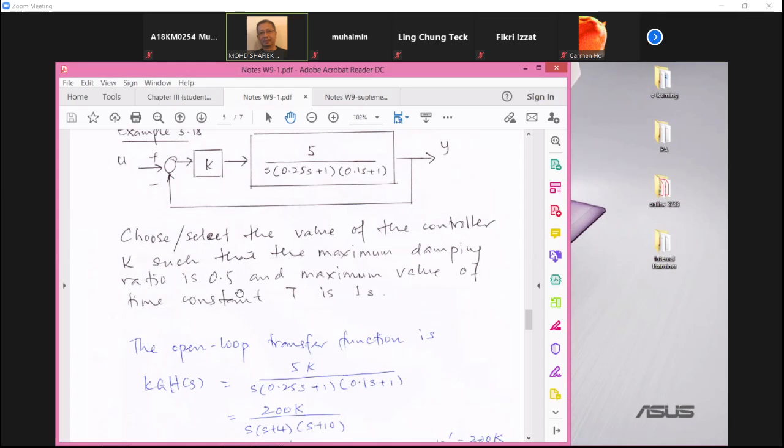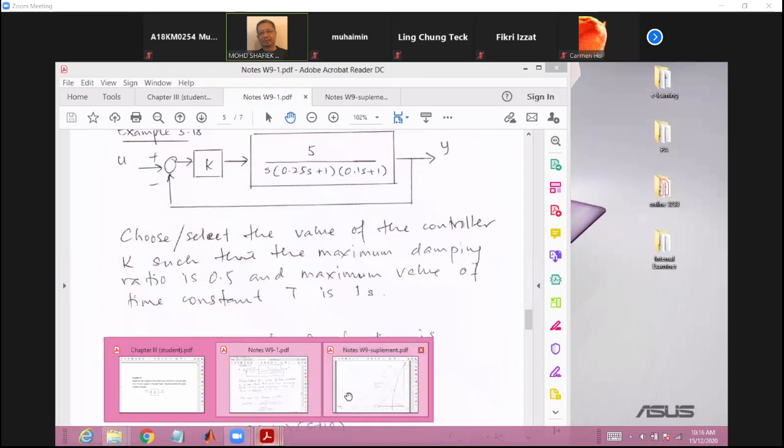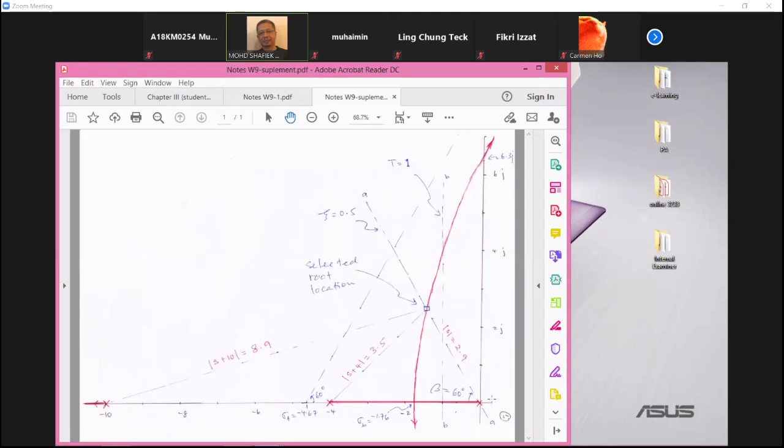Okay, let's move on. So the question wants us to select the value of k such that it meets the specification of damping ratio and time constant. We know that when k is equal to 0, your locus starts at the pole. When k keeps increasing, it's going to go from the origin to the left, and then it's going to break, as k increases to infinity. So that is the path taken by the roots, all possible paths taken by your roots when k is increased from 0 to infinity.